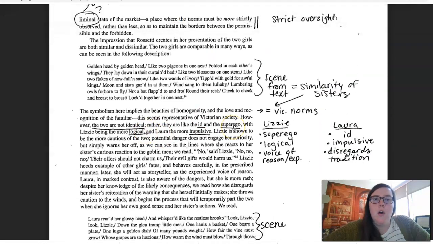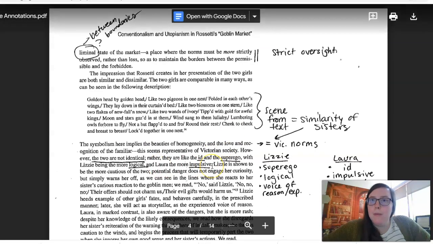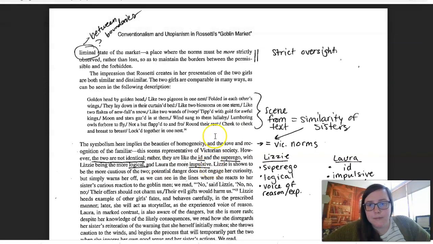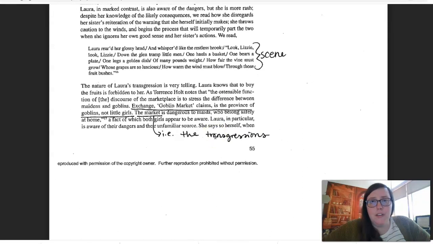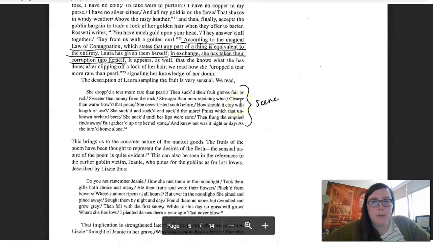I highlight or underline important quotes. Maybe I'm going to use those in my graphic later. If you're annotating for a paper, maybe these are the quotes you're going to use to support your ideas as well.